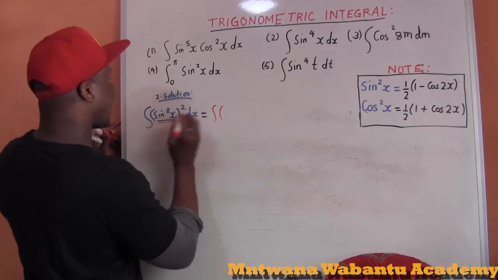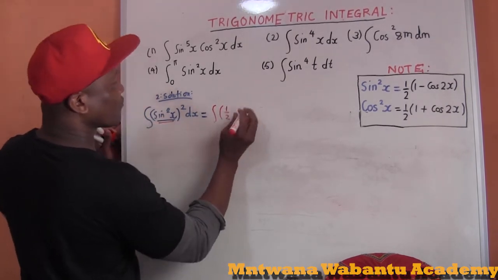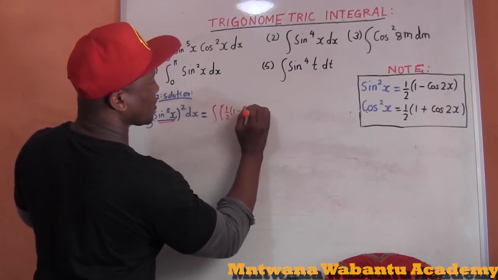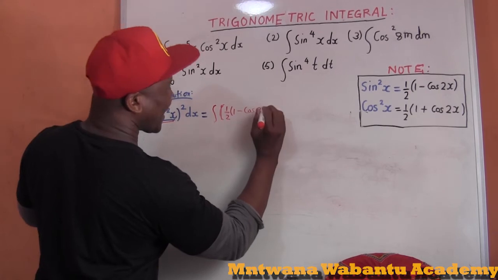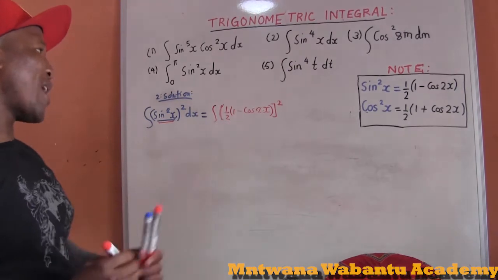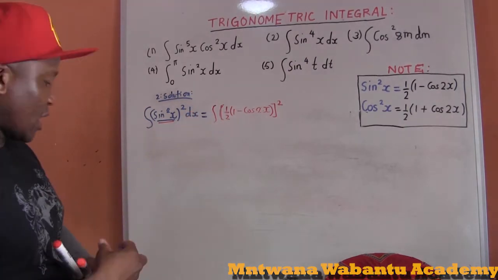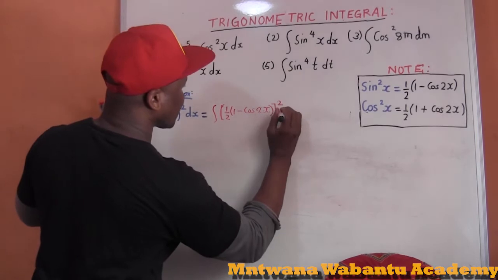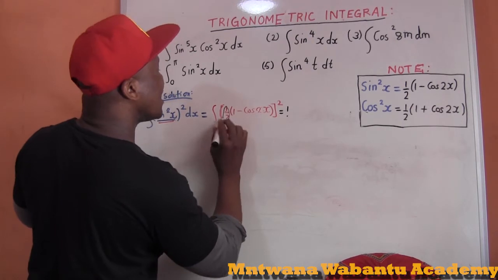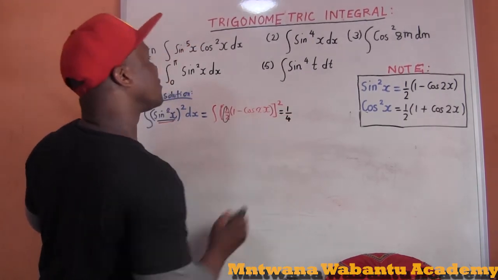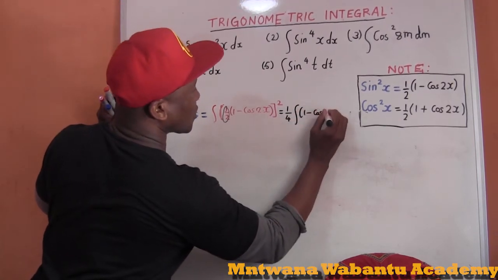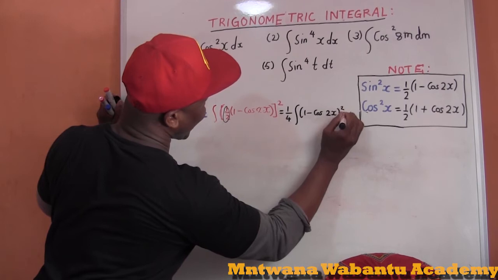Okay, bracket. So sine square equals a half of 1 minus cos 2x, and then we have the square, so we have to square everything. That's going to be 1/4. So now this becomes a half squared and all of this squared. The square of a half is 1/4, and then you have your integral, and then you have 1 minus cos of 2x, all squared, dx.